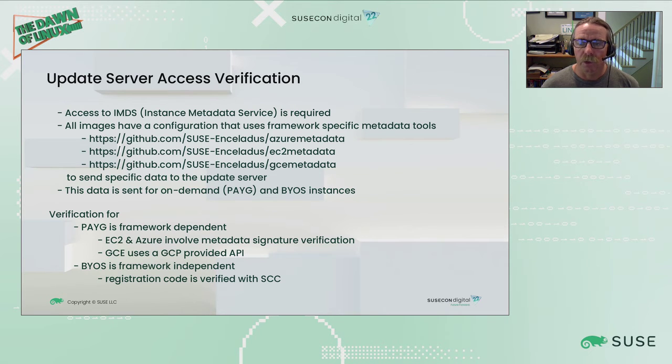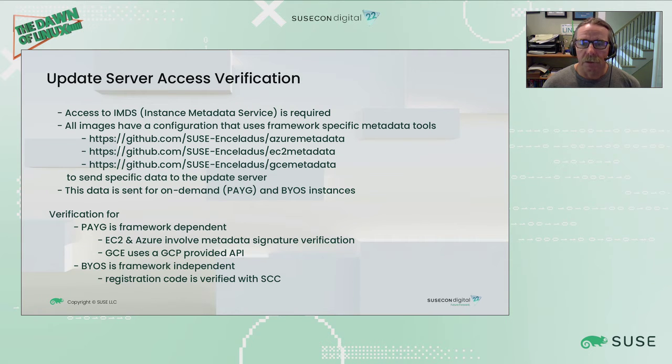So there's a tool for Azure, there's one for EC2, and there's one for Google. You can see the GitHub links here if you're interested in the source code. These tools are built into the images that SUSE publishes, and the data is sent for on-demand images. That happens automatically, and for BYOS instances as well if you're running the guest register executable. More on this in a little while.